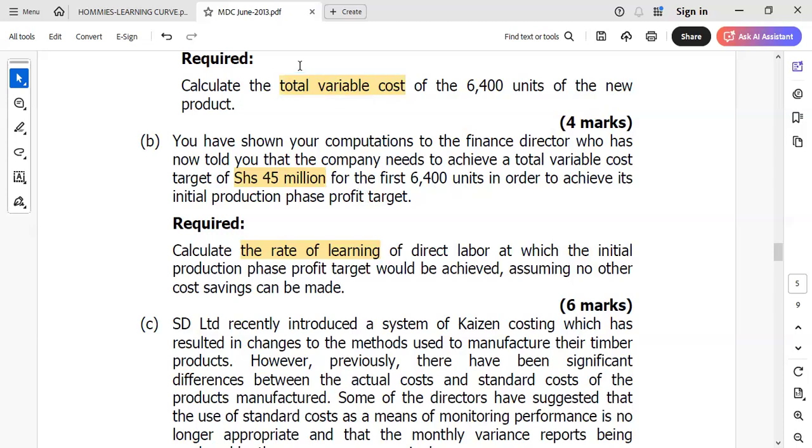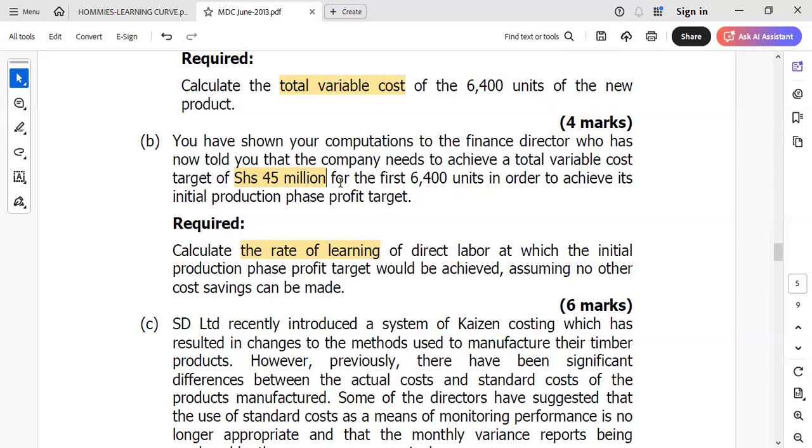Remember in our first part, what was our variable cost? The total variable cost? Part A, it was 46.9 million. Now the target is to have a total variable cost of shillings 45. How can you achieve that target? Obviously, the labor cost must reduce.